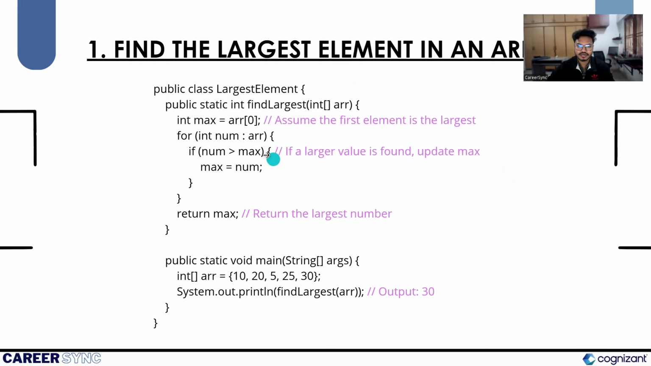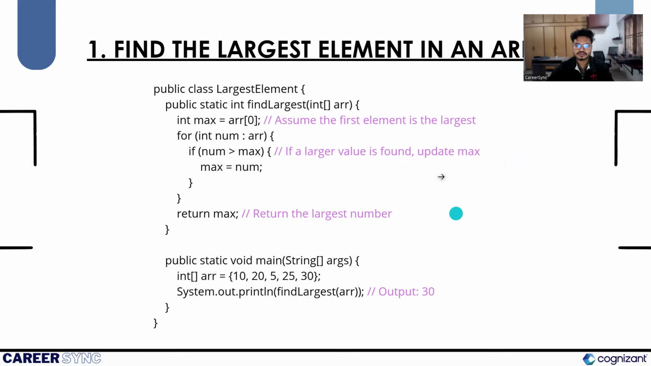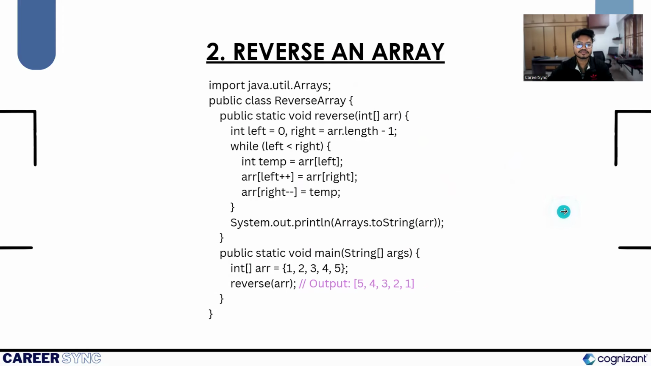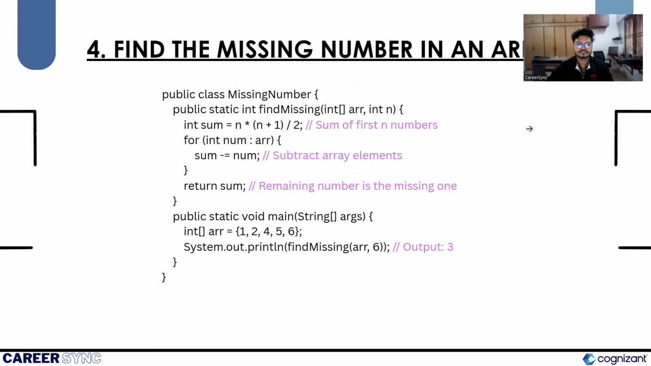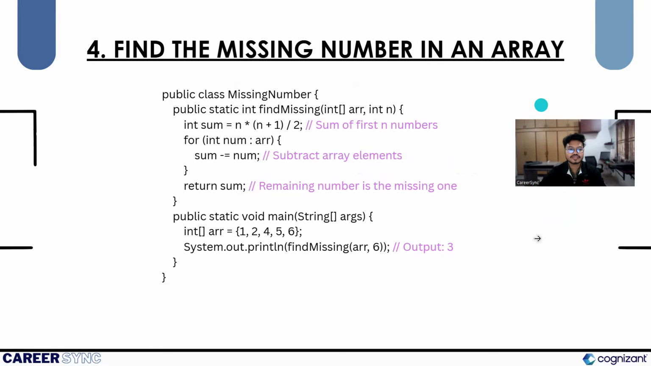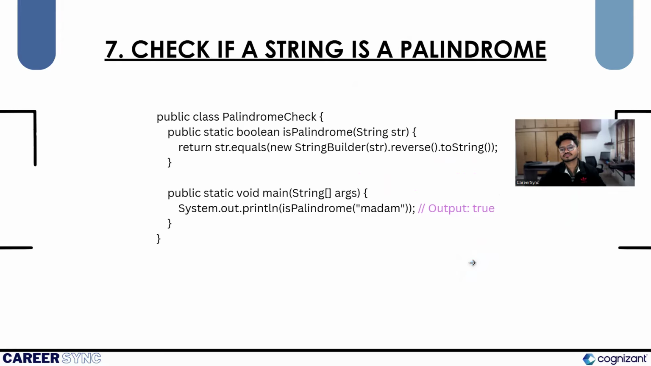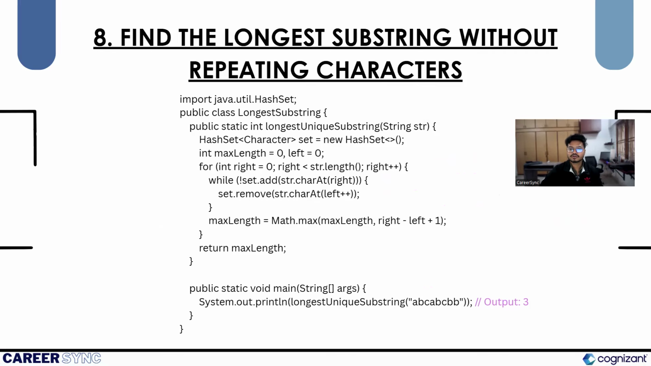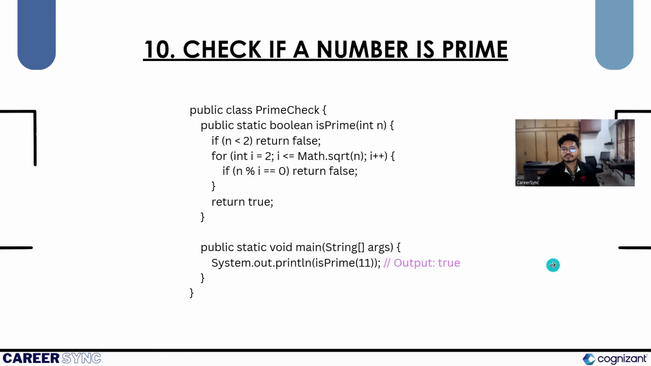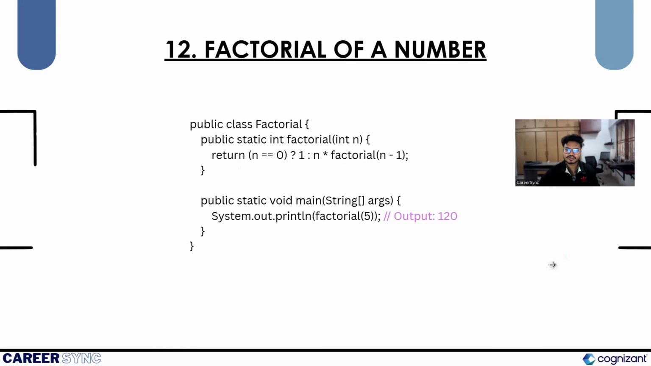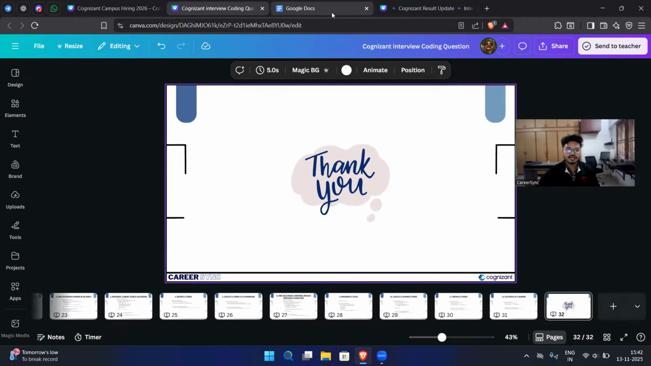Now coming to the coding part, these are questions for interview purposes only. These questions have been asked in the interview. Find the largest element in an array, reverse an array, find duplicate elements in an array, find the missing number in an array, implement a binary search algorithm, reverse a string, check if a string is a palindrome or not, find the longest substring without repeating characters, implement a stack, check if a number is prime or not, Fibonacci series, factorial number, and that's it. So this is a very important part.